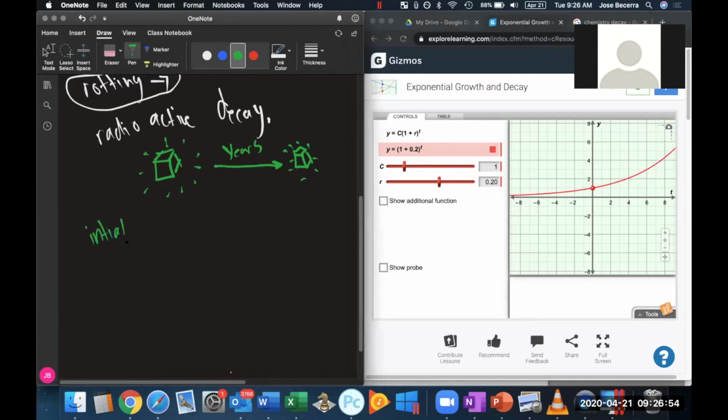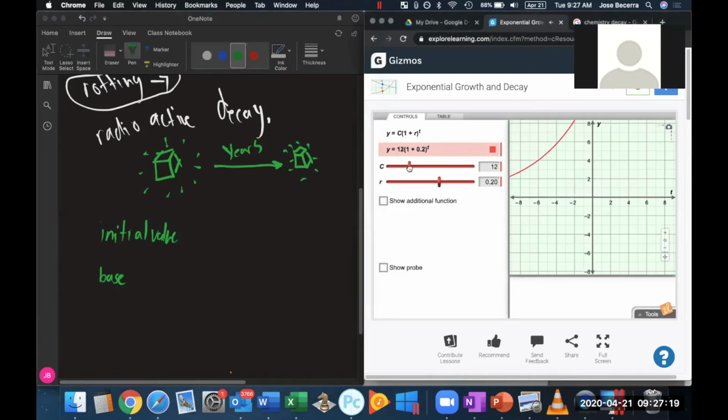We have either the initial value or we have the base. So which one is C, initial value or base? Initial value. That's the initial value, that's correct. So I can go ahead and add that in there. And then my base is going to be this right here, the 1 plus whatever my rate is.